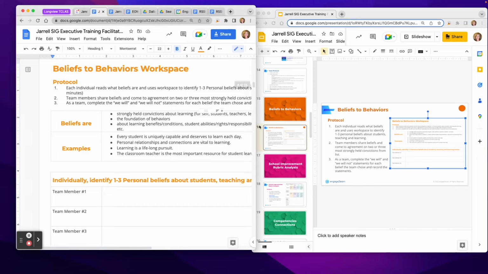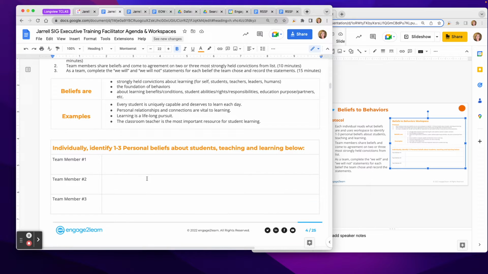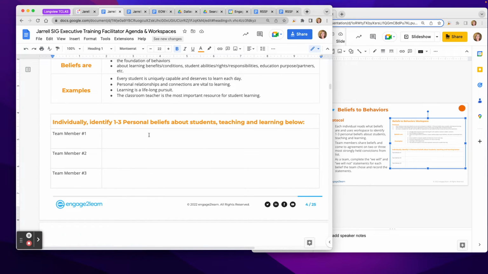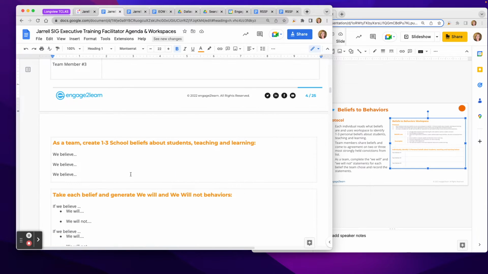They're going to talk about their most strongly held convictions about teaching and learning. I'm not sure if you've done beliefs and behaviors before, but individually, they come up with 1 to 3 personal beliefs about students or teaching or learning. Then, as a team, they create their team beliefs.